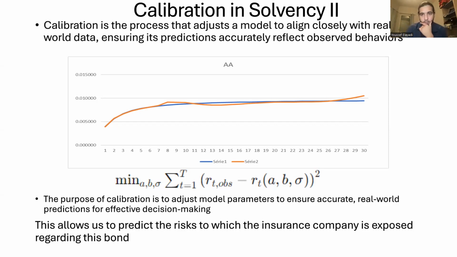As you can see, there is a blue curve and a red curve. The red curve is the interest rates, and the blue is the model, and the goal is to minimize this difference between the rates observed and the rates with the diffusion parameters. With this calibration, we can measure the risk to which the insurance company is exposed.